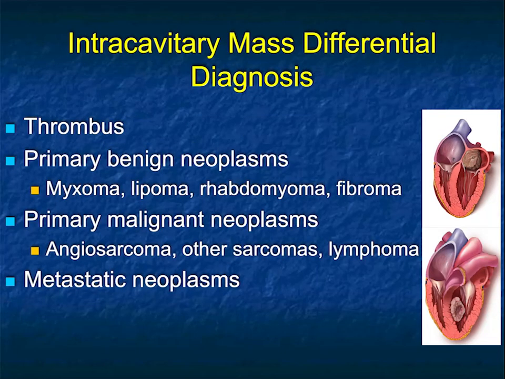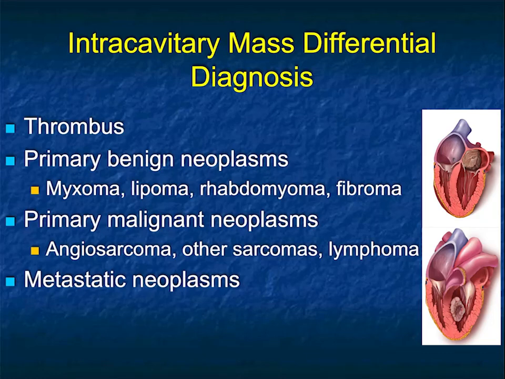Now, when you think about an intracavitary mass, there are a number of things you can think about. Thrombi are not uncommon, particularly in the right atrium, related to catheters being in place for a while. You could talk about primary benign neoplasms like myxomas. And atrial myxoma is the most common one you will think about. Lipoma, rhabdomyomas, which are more common in children, and fibromas.